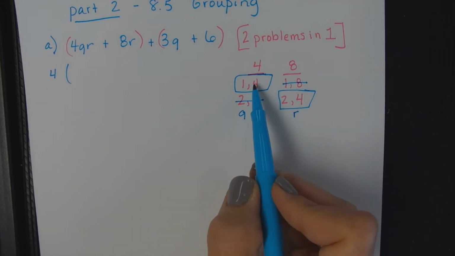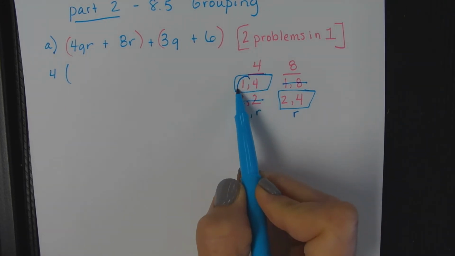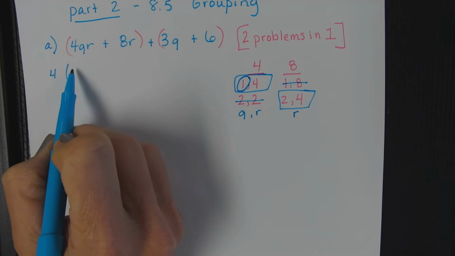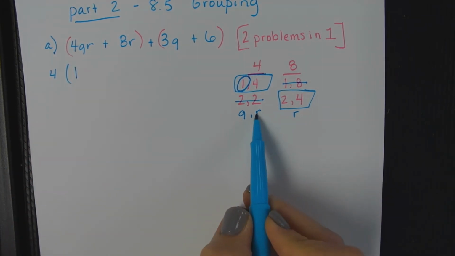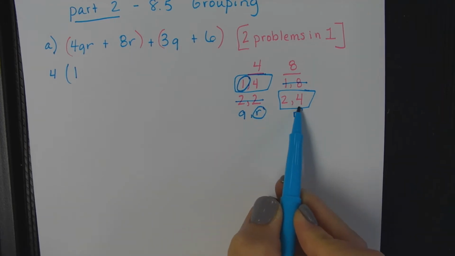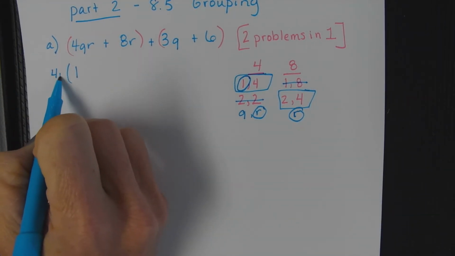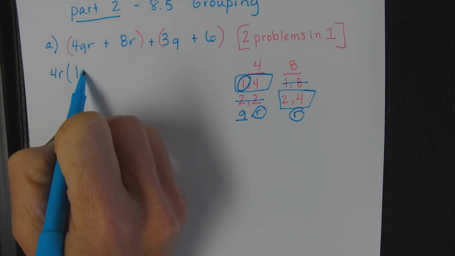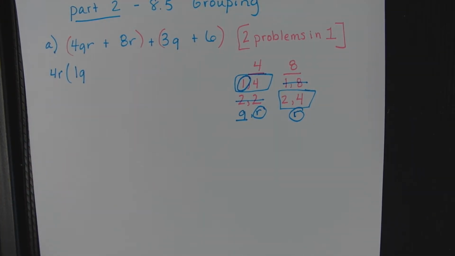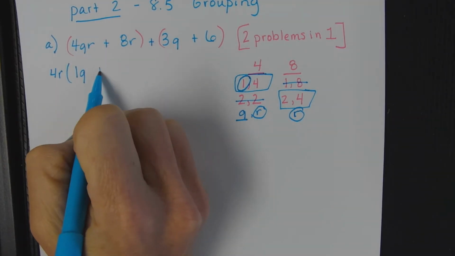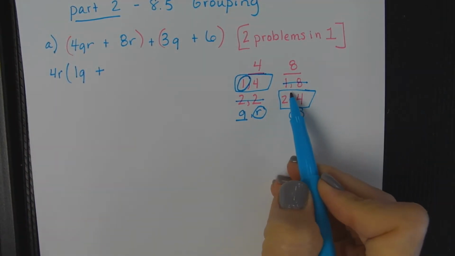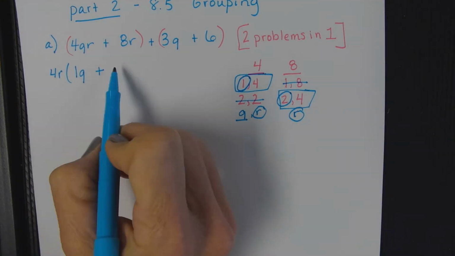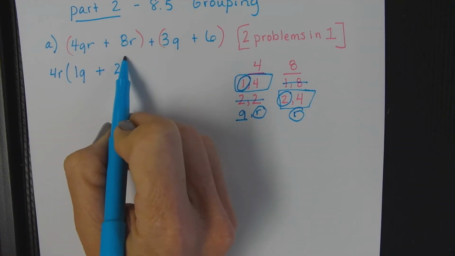So I'm taking out a 4. What's left here? 1. What about my variable? What variable do both of these have in common? R. So I can also factor out an R. So what's left over here? 1Q. Plus, you factored out a 4. What's left? 2. And you took out the R, so there we go.